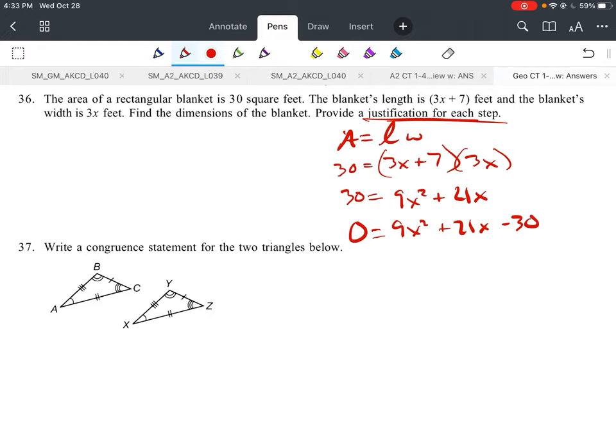All right, and if I was writing the justification for each of these, over here, this would be area of a rectangle. The second step would be givens. Those values were given. The next step would be multiply, simplify actually is what they would say. Simplify. The next step would be subtraction property. I subtracted 30 from both sides. Subtraction property of equality. And then as we go down here, and I'll finish this up for you, we're going to factor this side.